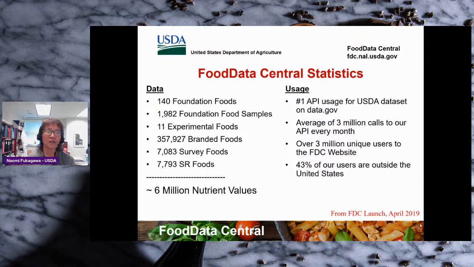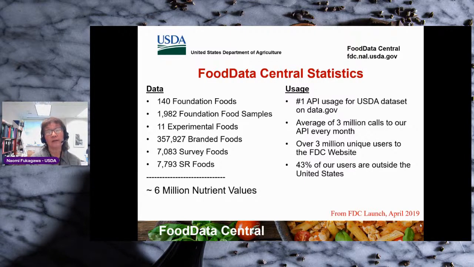In addition, I thought I should brag a little with respect to Food Data Central statistics. And namely, we do have what may seem like a small number of foundation foods, but this really represents almost 2,000 samples. In addition, we do have experimental foods, 11 of them at the present time, and more than 300,000 branded foods. And the survey has 7,000 foods included, and Standard Reference Legacy has about 8,000. So that's quite a lot of data that would be available for multiple uses by different constituents that would be interested in using our data.